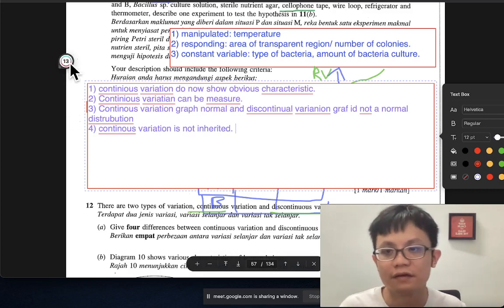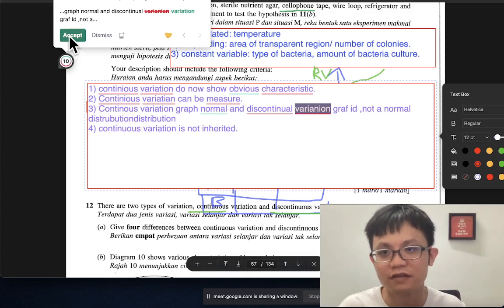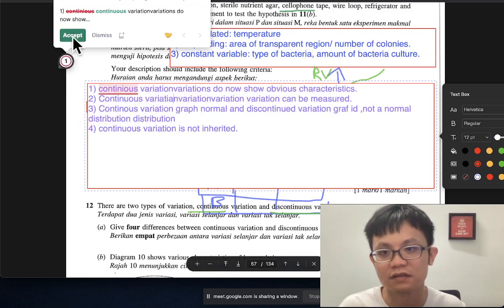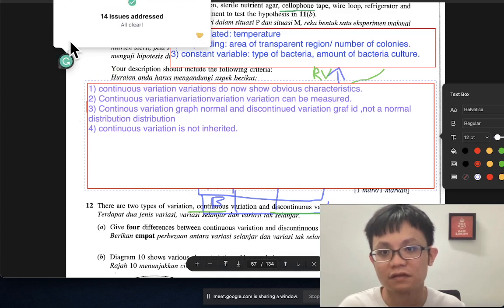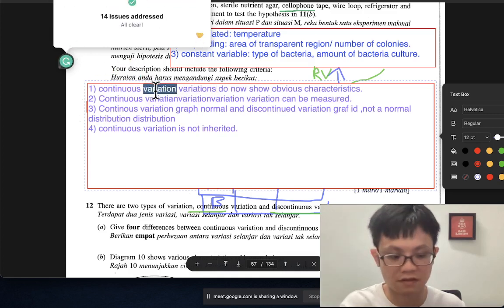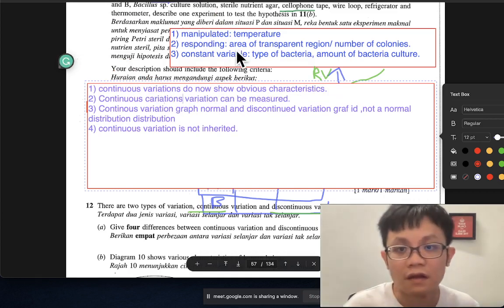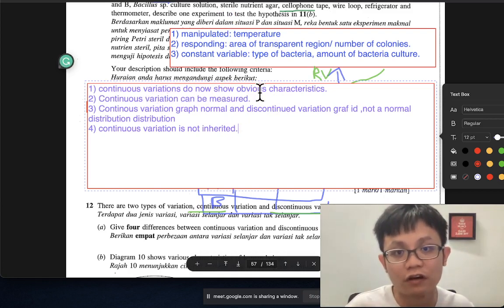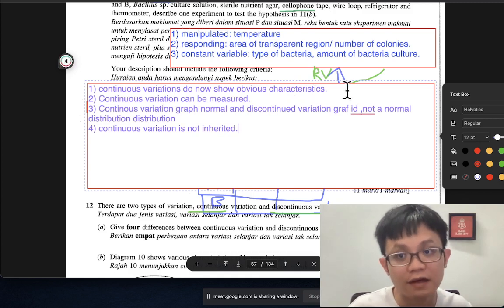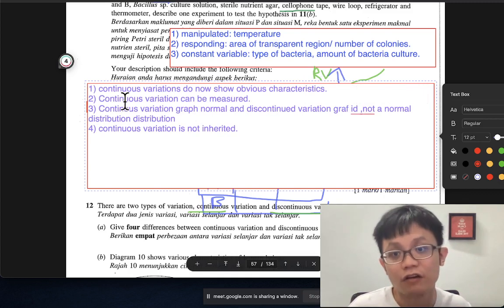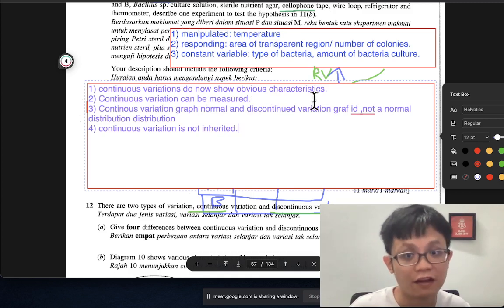Okay, let's correct all this grammar. I like this software. Of course I write in short form. Continuous variation does not show obvious characteristics. However, discontinuous variation shows obvious characteristics. Continuous variation can be measured. Discontinuous variation cannot be measured.